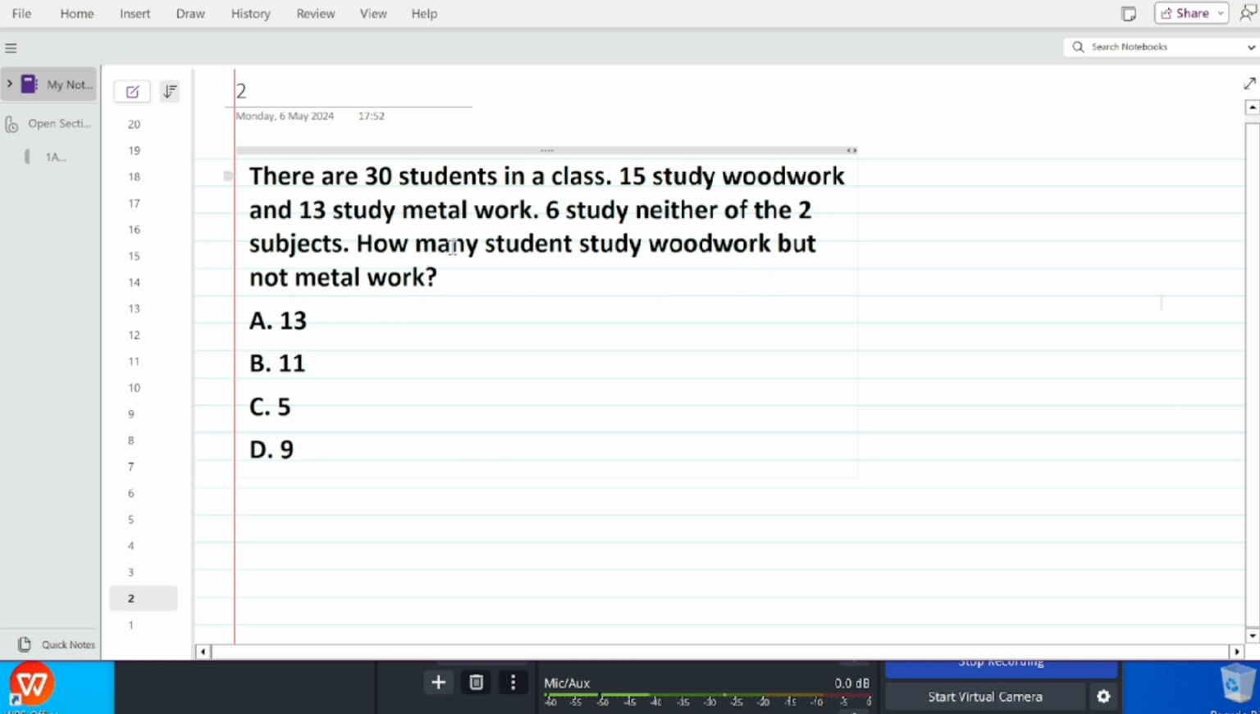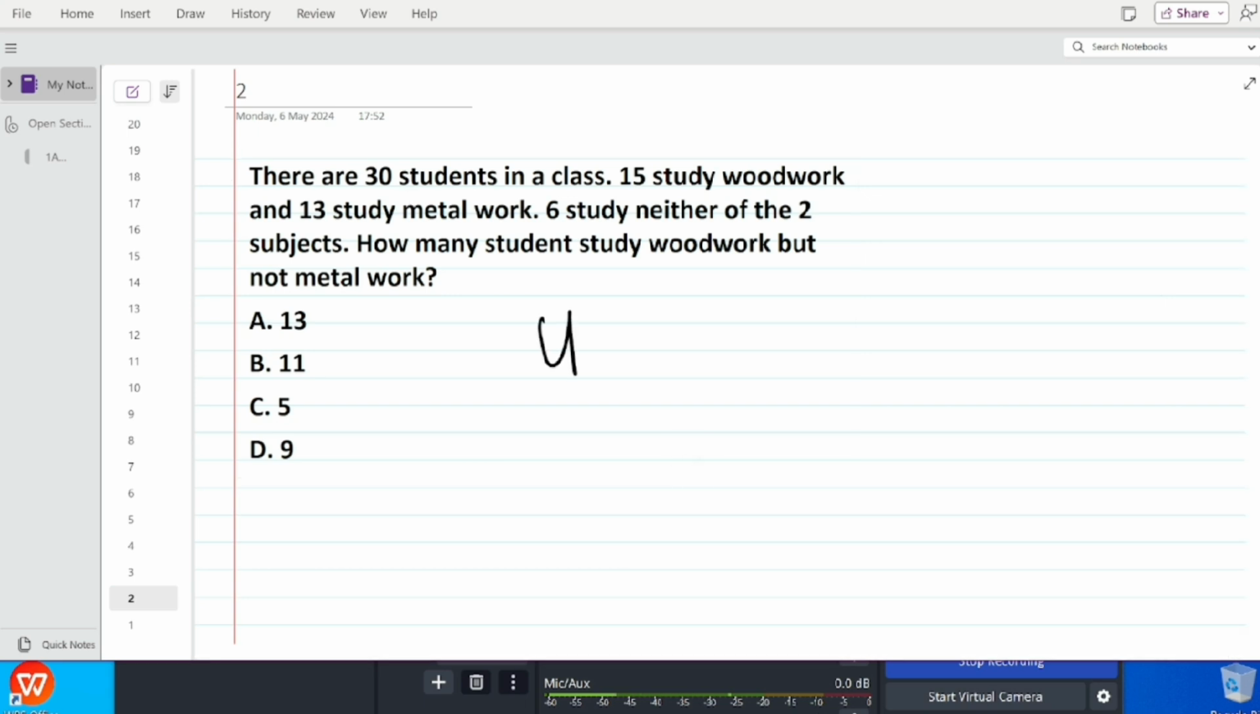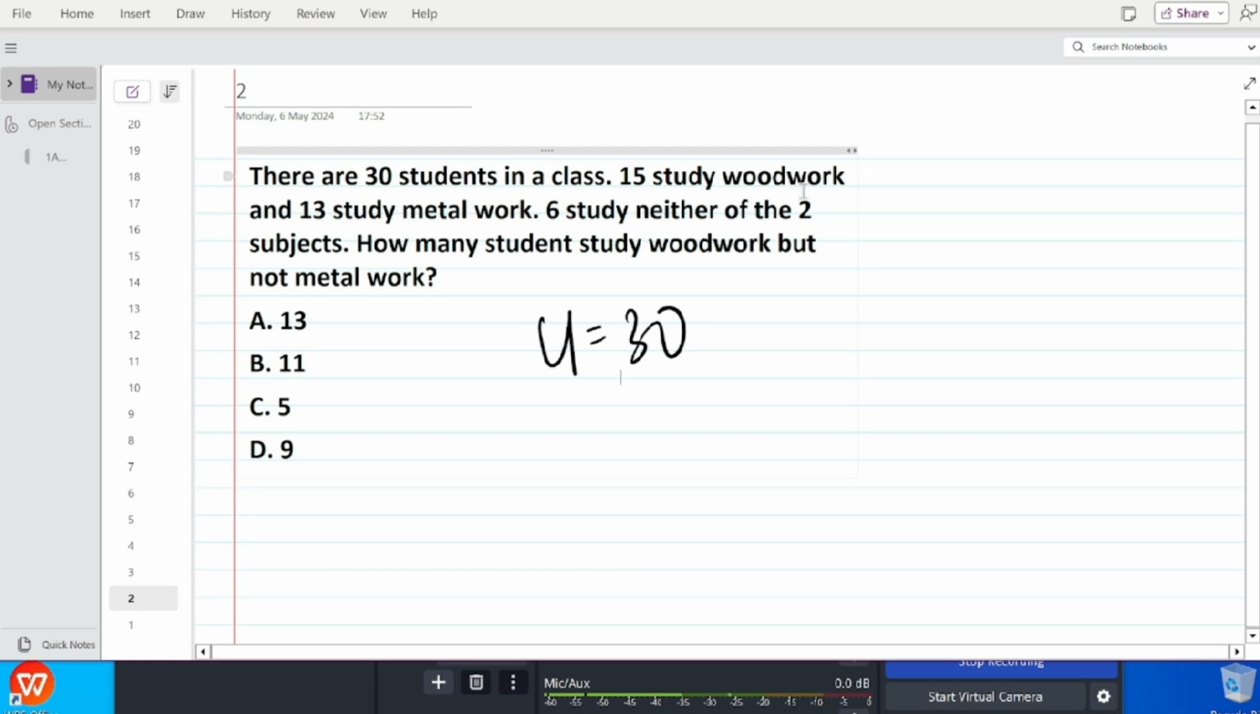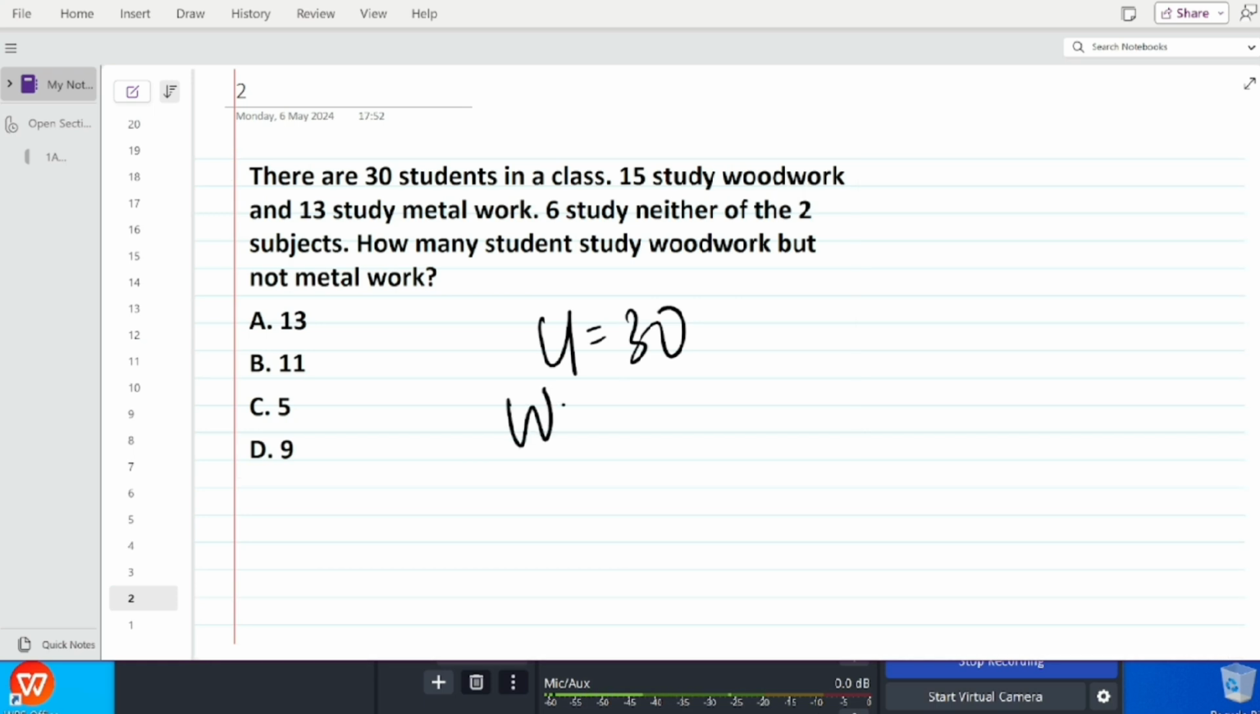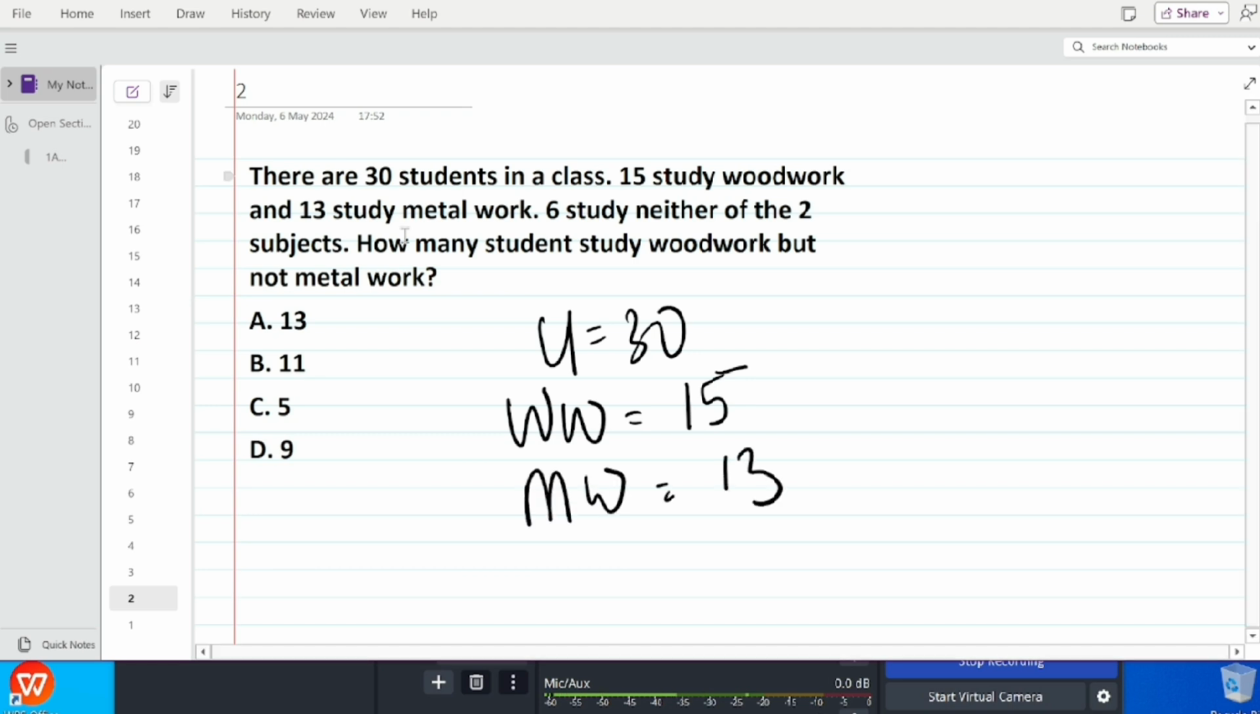Now this is a set question, and from the question we can see the number of students in the class are 30 students. Your U is 30. 15 studied woodwork. Let's make our woodwork WW. That's 15. This is not saying woodwork only, so there are still elements of other people inside. Then we have 13 studied metal work. Let's say metal work is MW, which is 13 students. Since it's not only, that means some people who studied woodwork are actually in those who studied metal work.